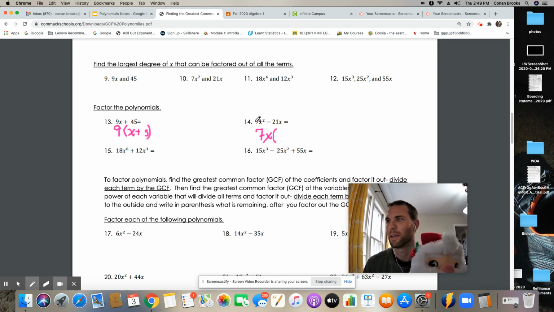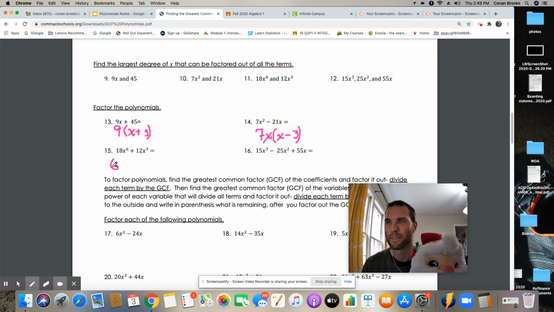And now if we divide 7x squared by 7x, you just have an x left over. And then there's a minus right here, so it's going to be minus. And then 21x divided by 7x would be 3, is what we said. And remember, you can check: if you distribute that 7x back inside the expression, you'll get the original. So definitely take time to check your work.